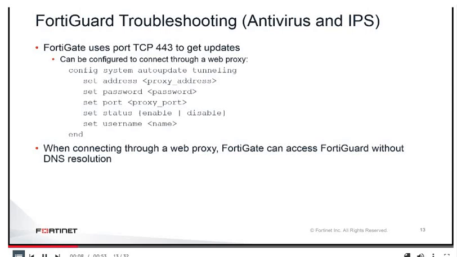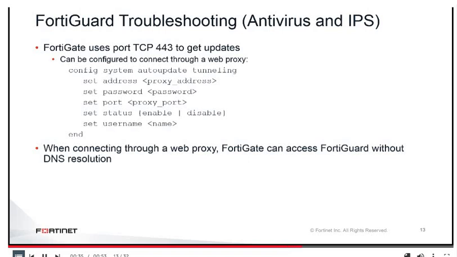In the case of web filtering and anti-spam, FortiGate goes to FortiGuard each time it needs to rate a website or email, if the information is not in the FortiGate cache. In the case of the pull method for antivirus and IPS, FortiGate goes to FortiGuard, usually once a day, to check and download any new version of the antivirus or IPS databases and engines. This is done using port TCP 443.